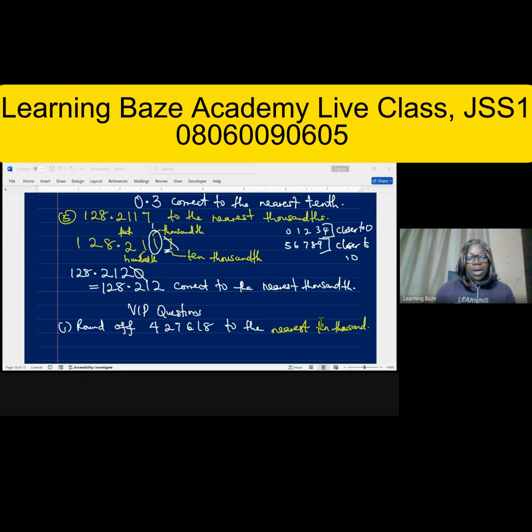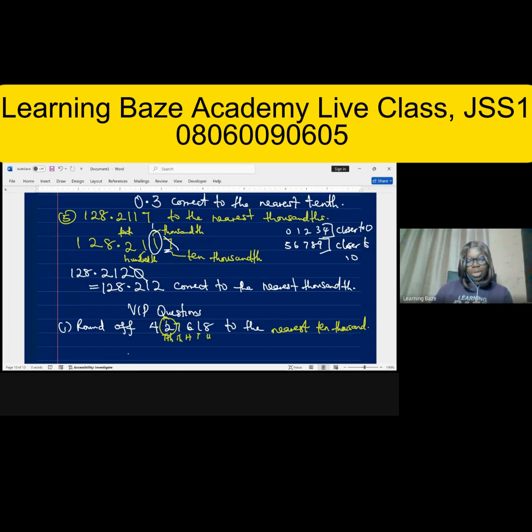So 427,618 to the nearest 10,000. You need to identify that place value, okay? So this is units, tens, hundreds, thousands, 10,000. So the digit 2 is in the place of 10,000. So look at the number after it. The digit after 2 is 7. 7 is closer to 10, okay? So let's add 1 to 2. Because 7 is closer to 10, we're going to add 1. And that means we are rounding up, okay?